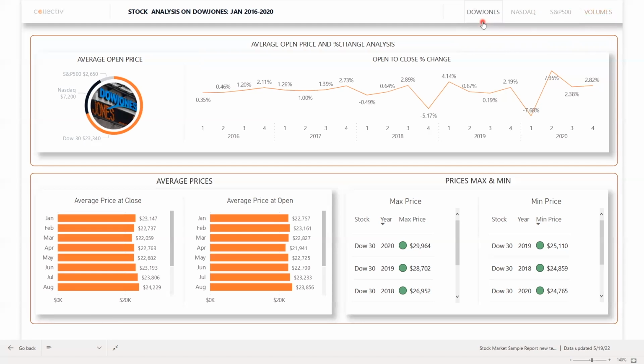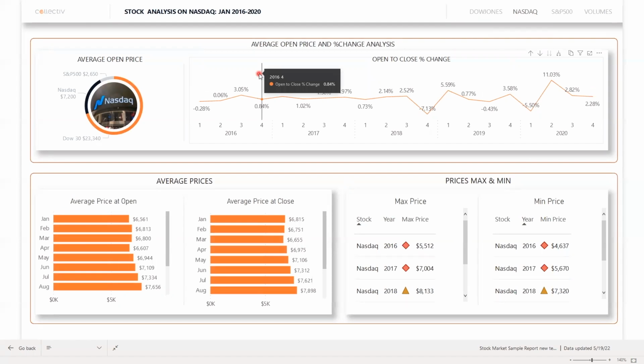On the Dow Jones page, you will see our average open price and percentage change analysis visual. On the left side, you will see average open price and a trend on open to close percentage change. We also have a breakdown visual on average prices and price max and minimum. The NASDAQ and S&P 500 pages have a similar representation as the Dow Jones page.